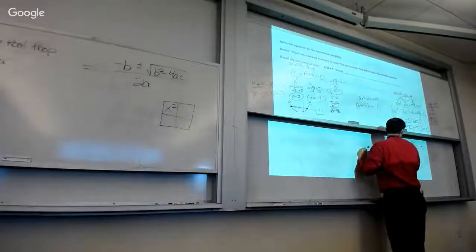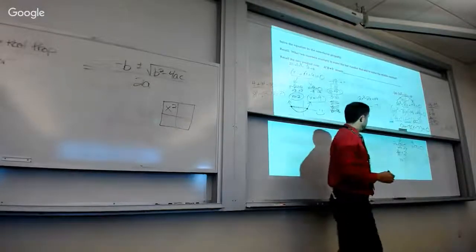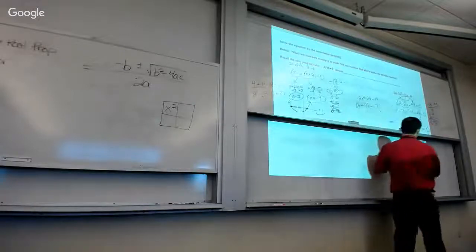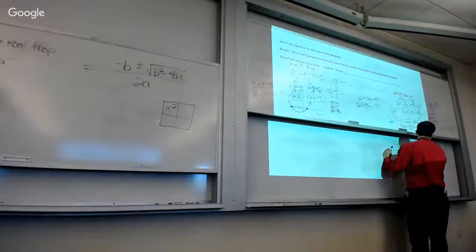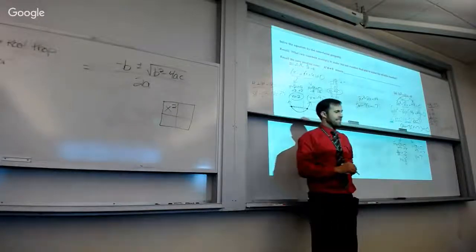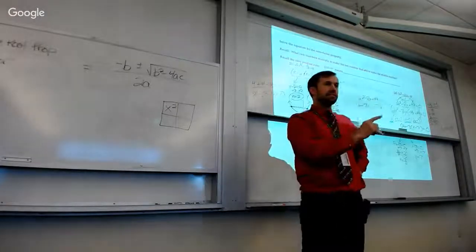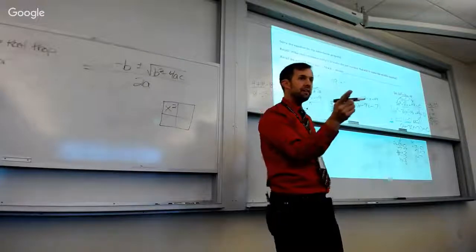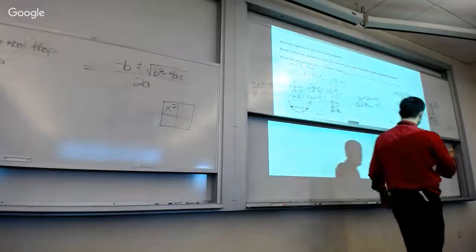So we go ahead and solve for x. One possibility is that 2x equals 7, x equals 7 halves. And then the other possibility is x equals 7. And what are those numbers? Roy? Yeah, they're the x-intercepts.